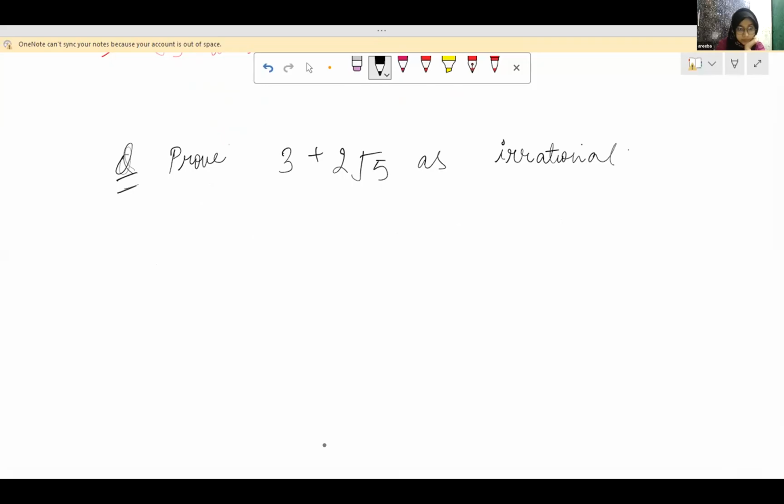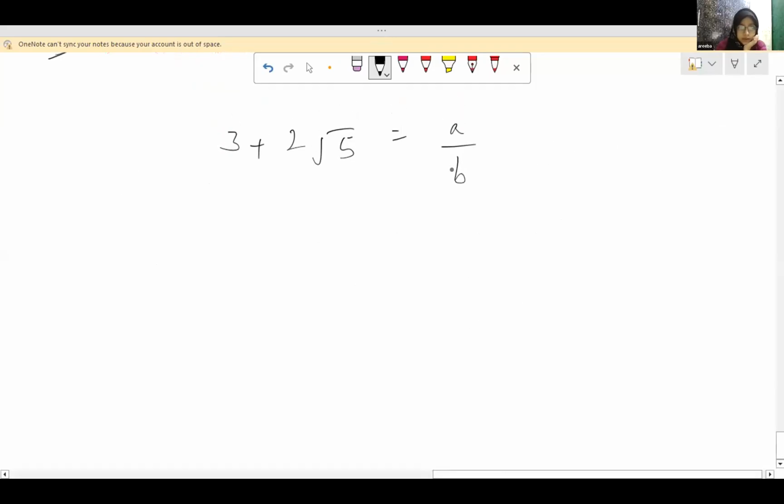We'll first write the opposite of it, that it's rational. Just like we approached the previous question, we are going to write 3 plus 2 root 5 as a by b. Okay. Now let's multiply by b here.